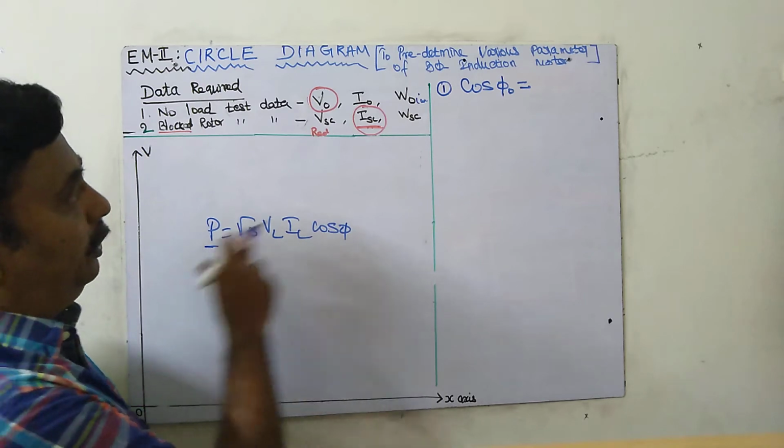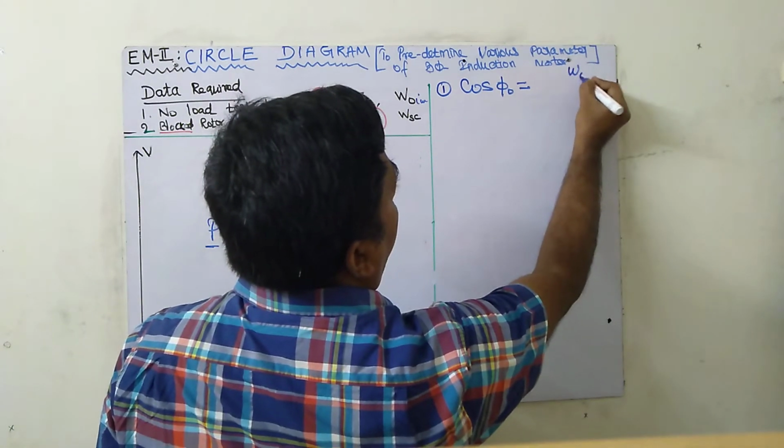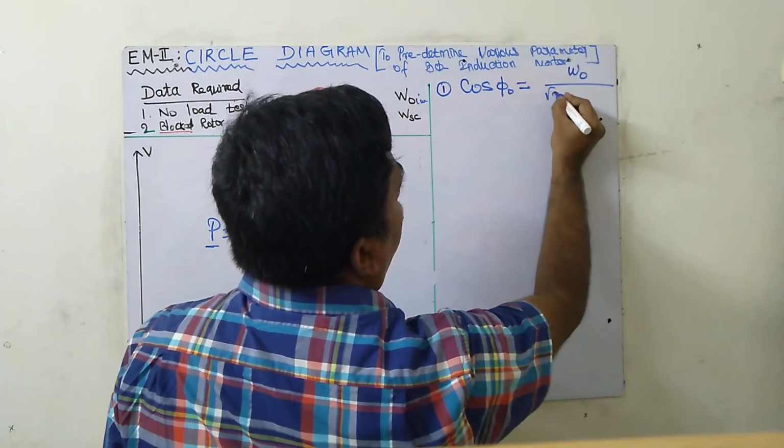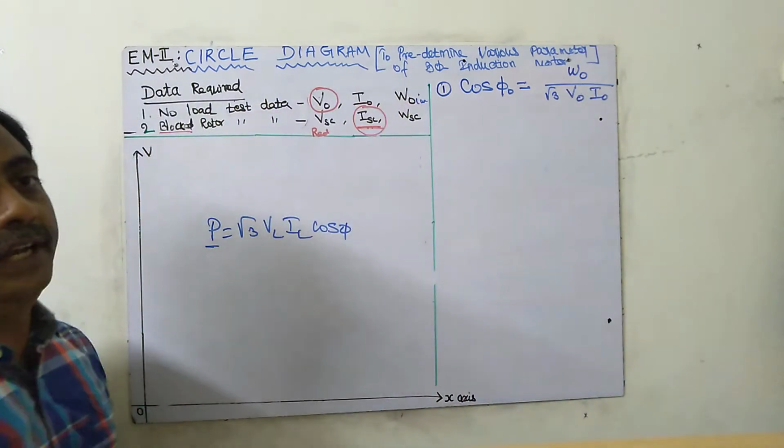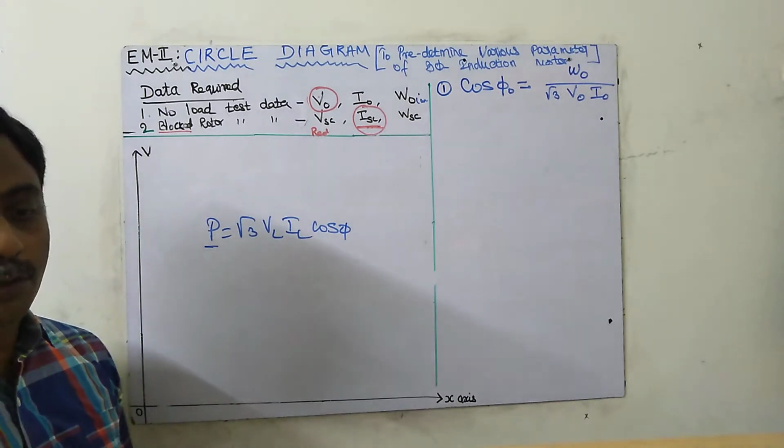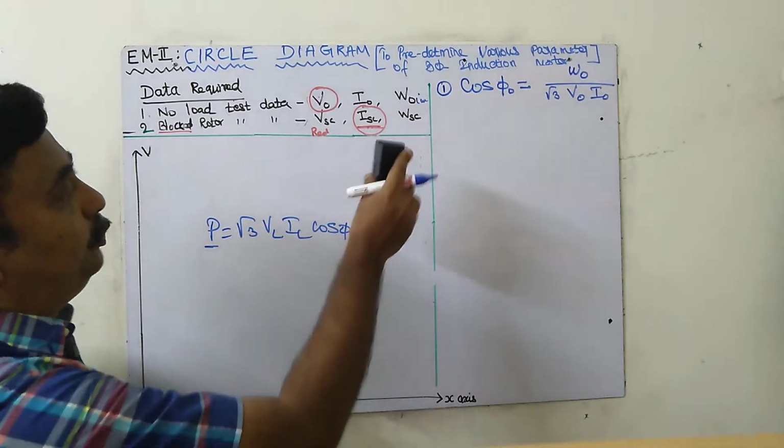So what is the value of cos phi naught? Cos phi naught equals W naught divided by √3 into V naught into I naught. From this data we can find cos phi naught. This is the first step. Okay, what is the second step? This is the no load power factor.